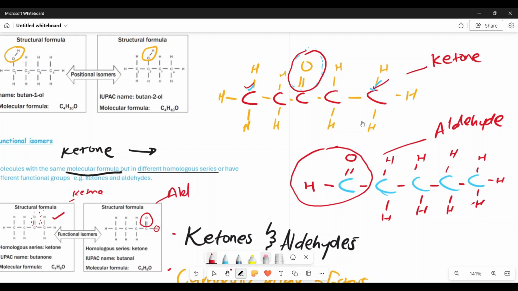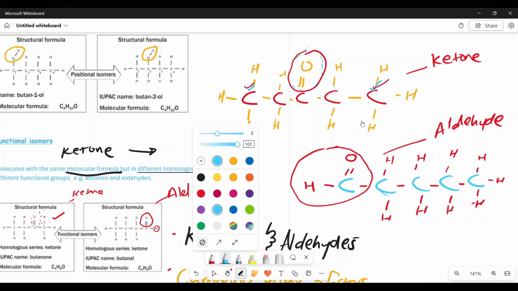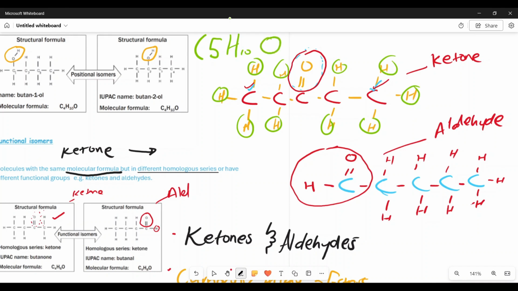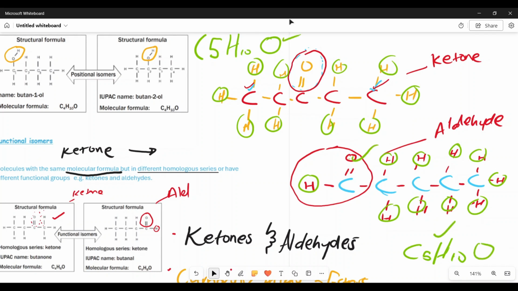All right. So if you were to find the molecular formula of both, it should be the same. Here I have 1, 2, 3, 4, 5 carbons, C5, hydrogens 1, 2, 3, 4, 5, 6, 7, 8, 9, 10, and I have 1 oxygen. Doing the same here, I have 5 carbons, hydrogens 1, 2, 3, 4, 5, 6, 7, 8, 9, 10, and 1 oxygen. So can you see that the molecular formula is the same, right?